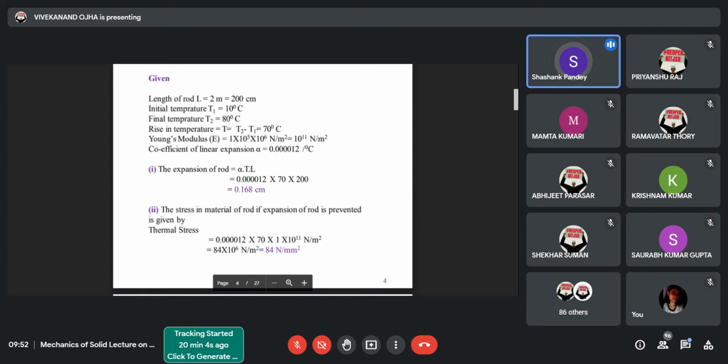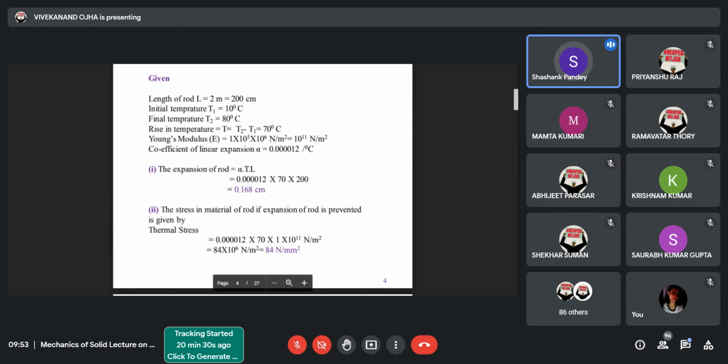The ratio of lateral strain to longitudinal strain is constant for the given material when the material is stressed within elastic limit. This ratio is called Poisson's ratio and is generally denoted by mu. Sometimes it is denoted by nu, or maybe some other terms, but these are the common notations.